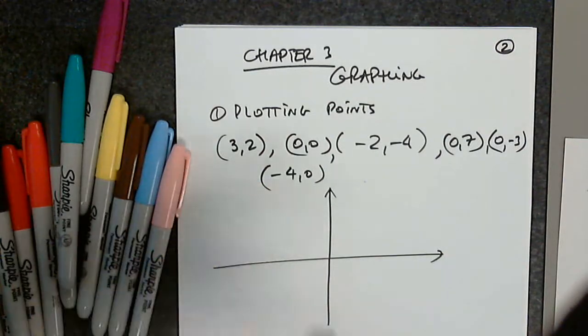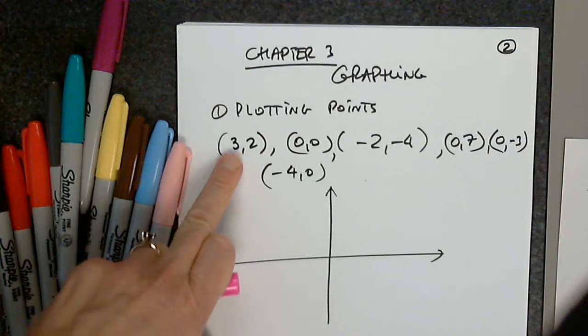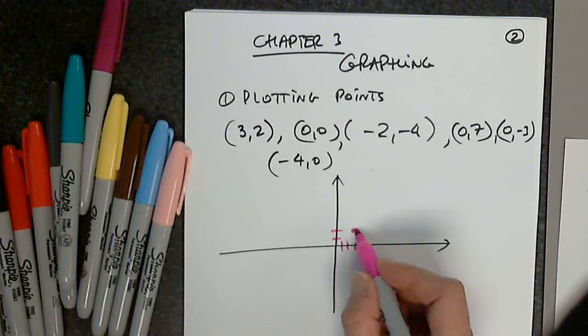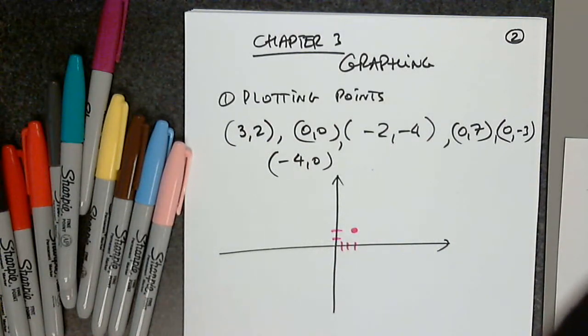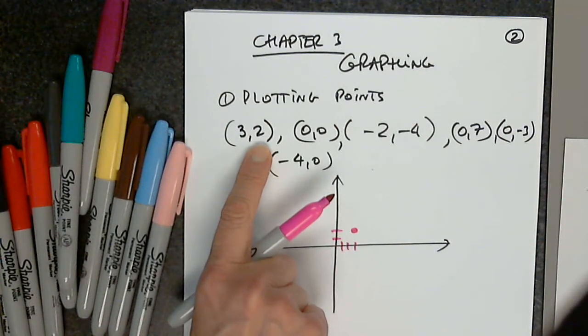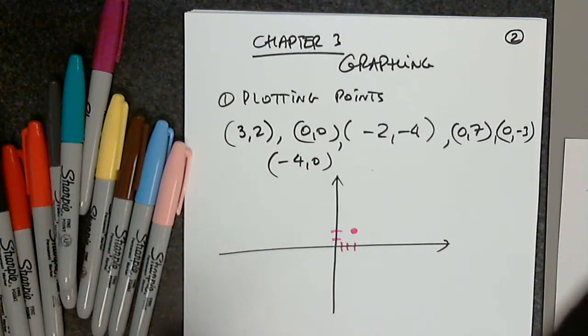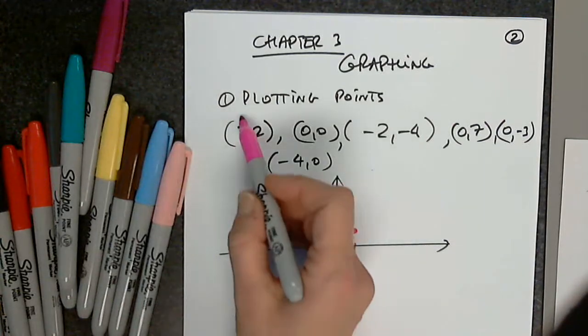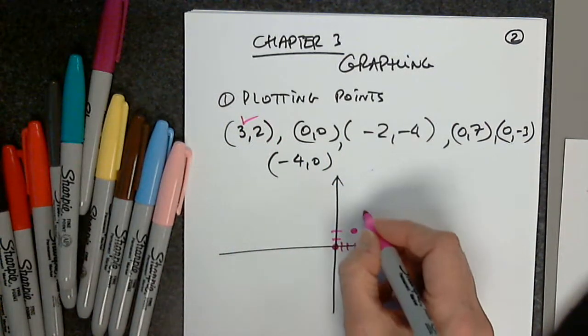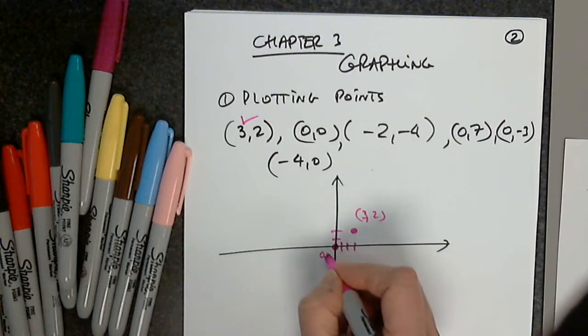For (3, 2), 3 for x, 2 for y: 1, 2, 3, 1, 2. That is (3, 2). 3 for x, 2 for y. We remember this? Yes. Now the origin obviously is (0, 0). So one more time, this is (3, 2), and this is (0, 0).